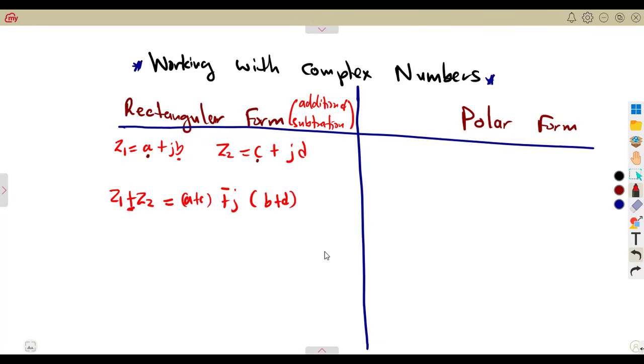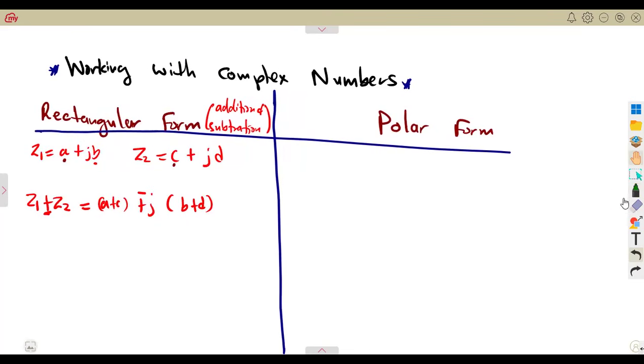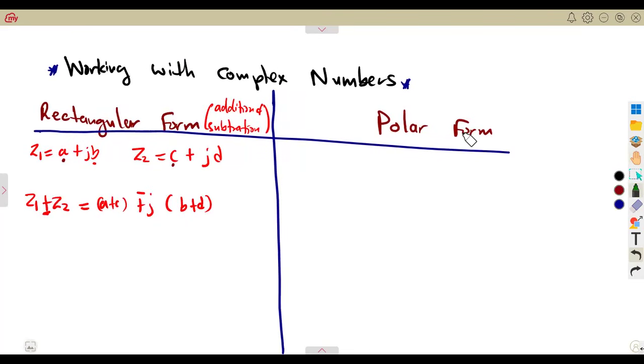So that's why I'm saying it is easier for you to add or subtract in what? In rectangular form. So what is best now for polar form? For polar form, it is going to be best for us to use it whenever there is a multiplication and a division. These two will be very best for us to apply the polar form.